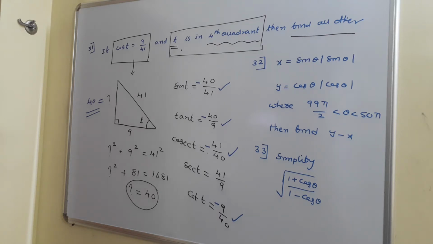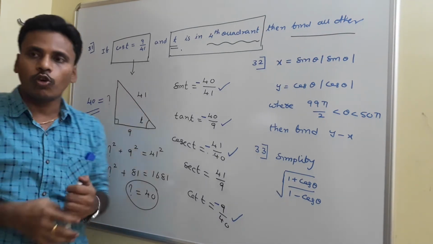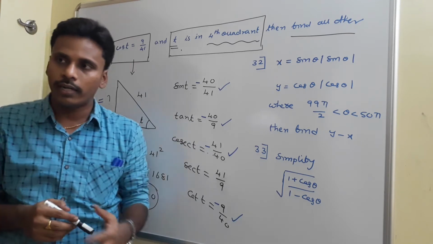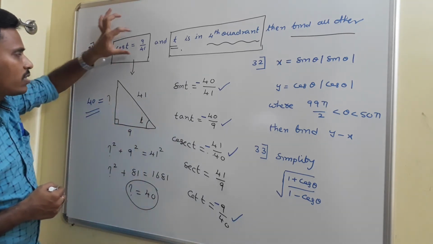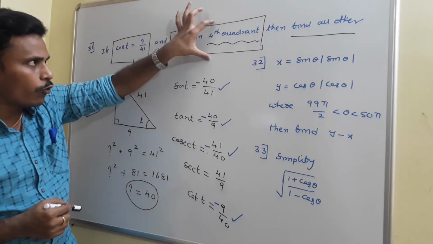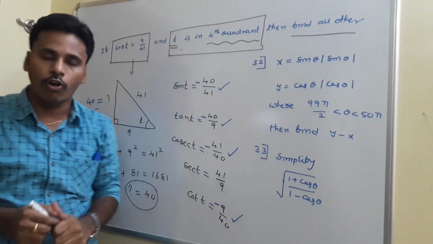Look at the board. There are three problems related to the signs, related to the symbols of the trigonometric ratios according to the quadrants. The first problem is this: cos t is given as 9/41. t is in the fourth quadrant, and they ask us to find all other trigonometric ratios.